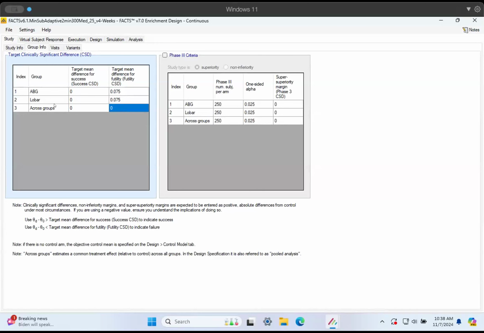What we will use for the across group row is success. The target mean difference for success, all of our success decisions are based on the across group treatment effect estimate. And we don't have a CSD there because we want to make superiority decisions, not super superiority decisions. And so that is going to be a 0. These three that I'm clicking through, I don't think are used, so I'm not sure it matters what goes into those. We're going to leave the phase 3 criteria alone. We're not using that.